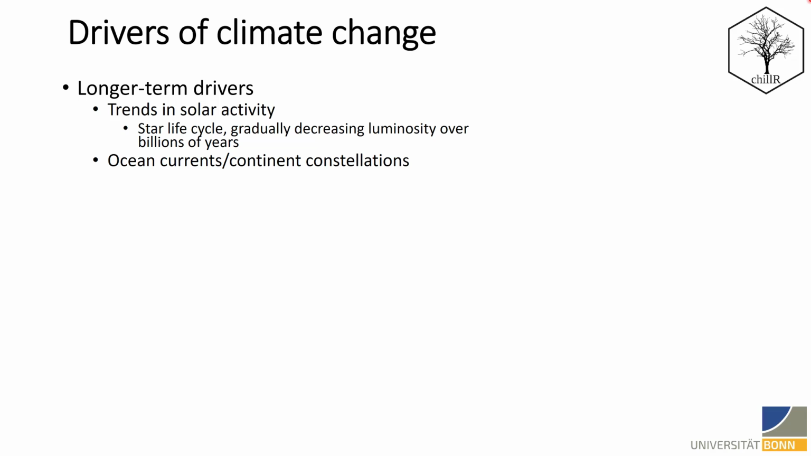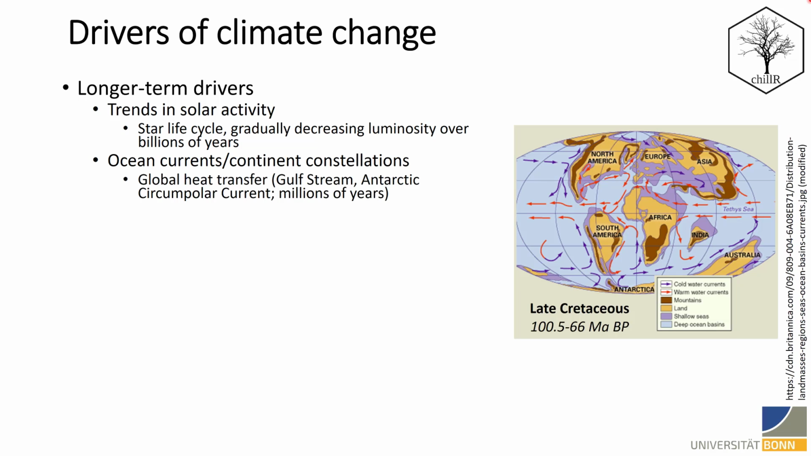Similarly, for ocean currents or the continent constellations, I'm sure you all know about plate tectonics, and you know that the continents weren't always in the places where they are now. Here, for example, is an illustration of what we believe the Earth to have looked like in the late Cretaceous, so when the dinosaurs roamed the planet. There's some marked differences here compared to what we have now.